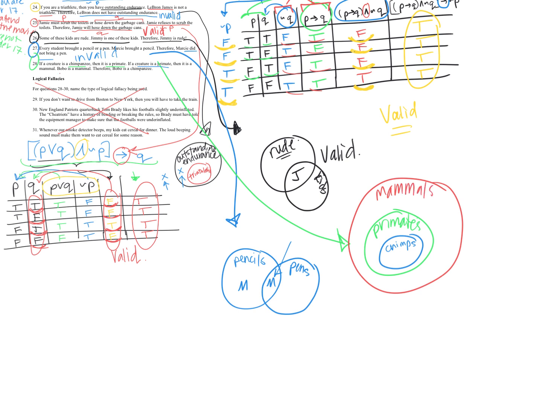So it says that Bobo is a mammal. So Bobo is living somewhere inside that red circle. Well, he could live there or in there or there. So when it says that therefore Bobo is a chimpanzee, well, he could be, but there's nothing to say that he couldn't have lived in just the primate and the mammal area. So that would again be invalid.